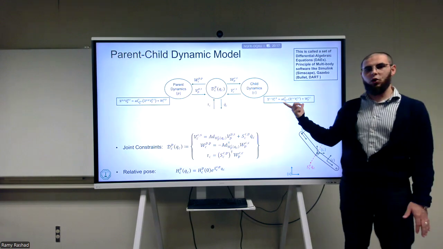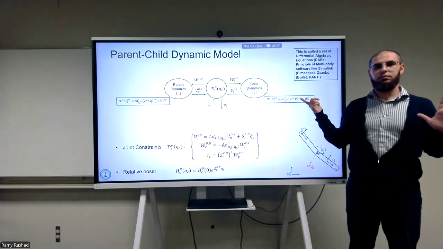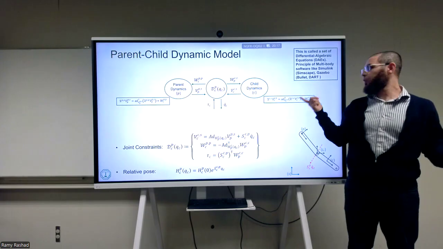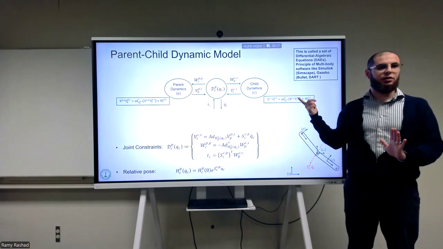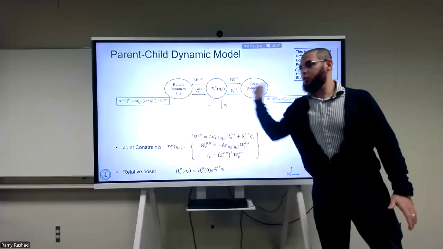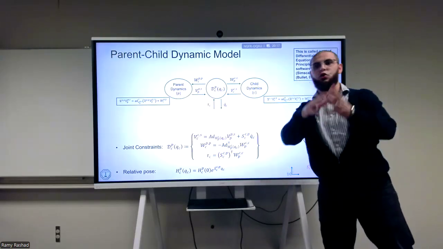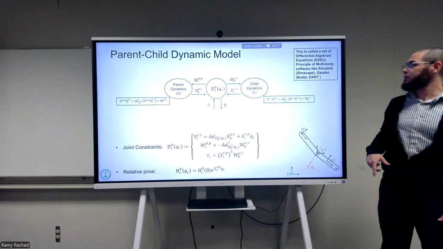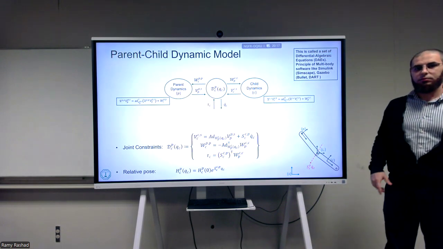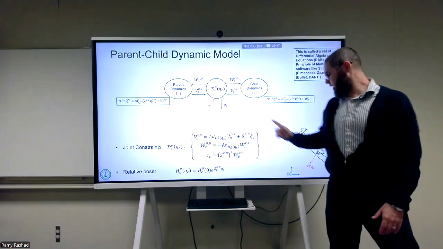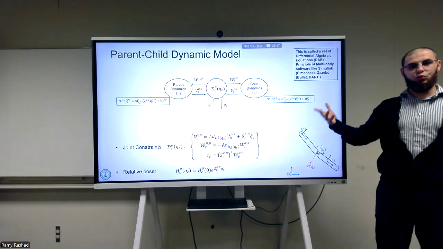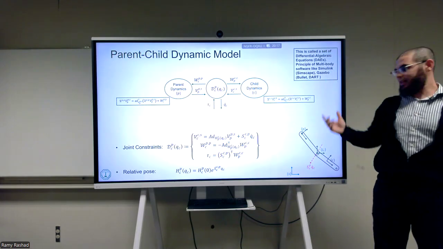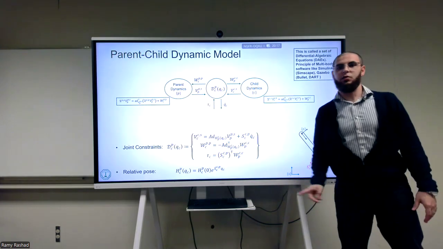This one alone is called an ODE. When we talked about the Euler-Poincare equation, it's just an ODE, an ordinary differential equation. While these 2 together, along with the constraints, are collectively called the differential algebraic equations. So I have these 2 equations. You have 2 rigid bodies, each one of them floating in space, and they're constrained by these 3 equations.